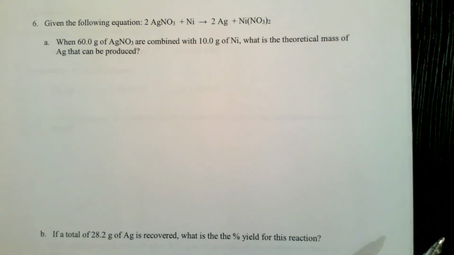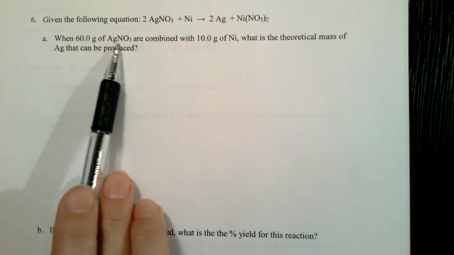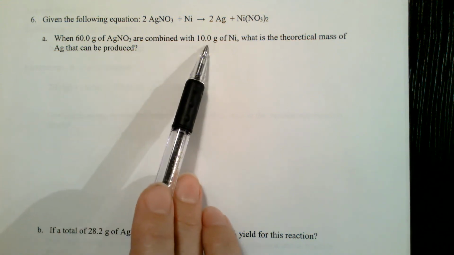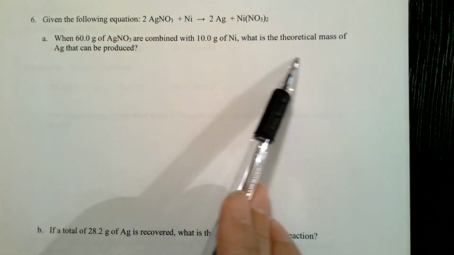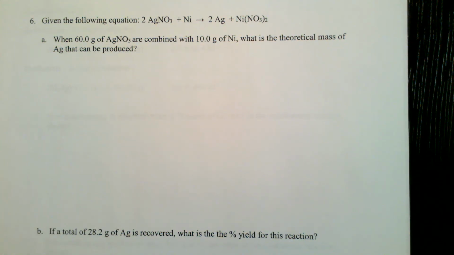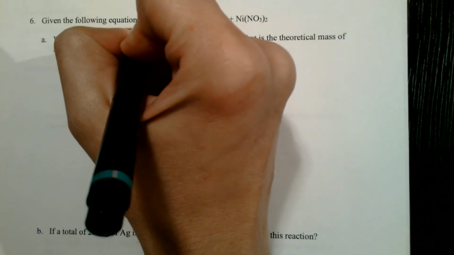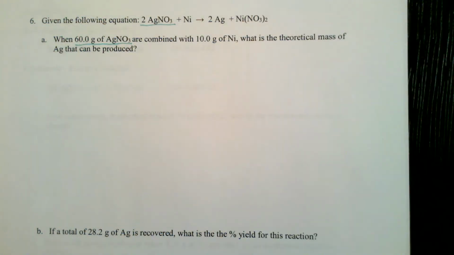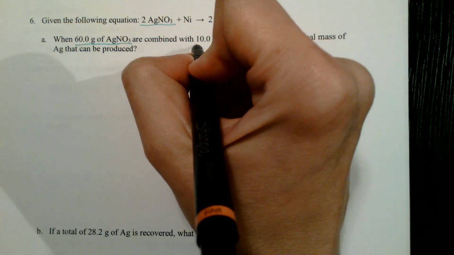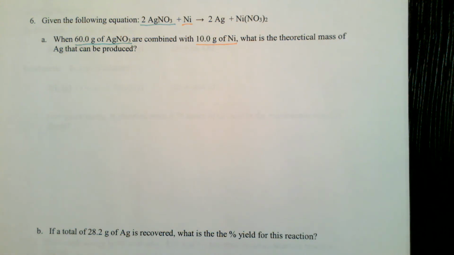So problem 6 is looking at, we have 60 grams of silver nitrate combined with 10 grams of nickel. What's the theoretical mass of silver that can be produced? Okay, so we have 60 grams of silver nitrate, which is this here. And we have 10 grams of nickel, which is here. And we want to know what mass of silver we can produce.